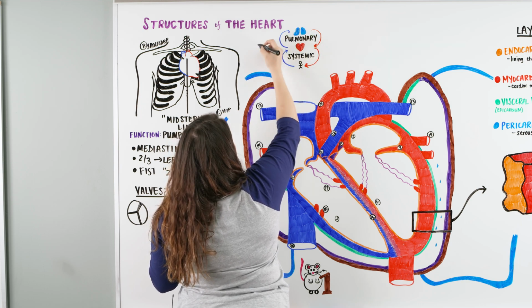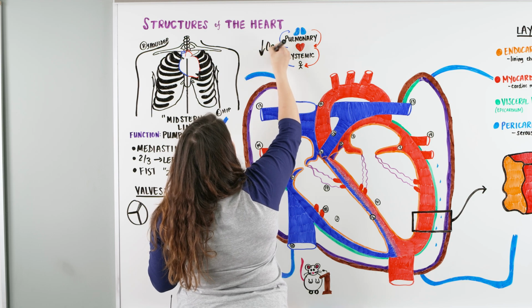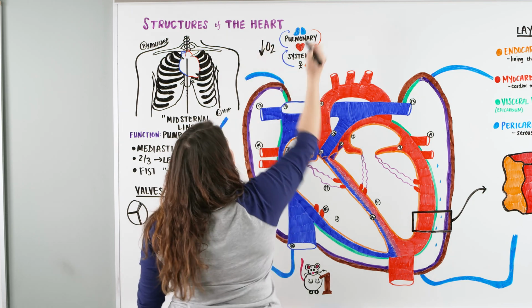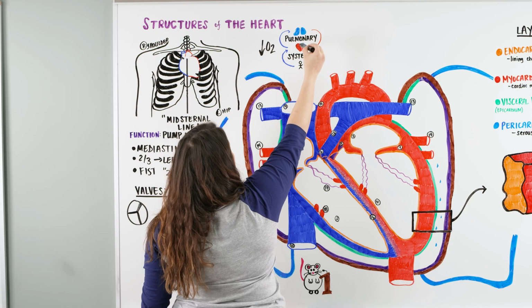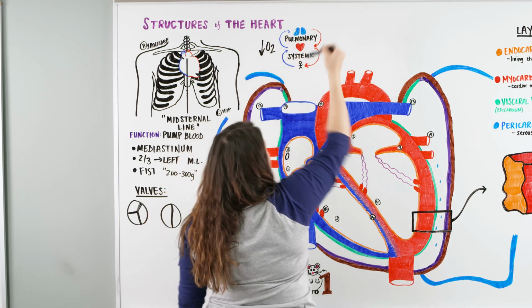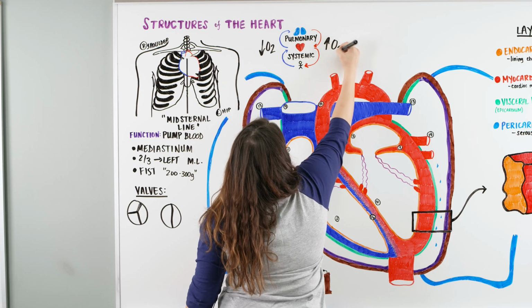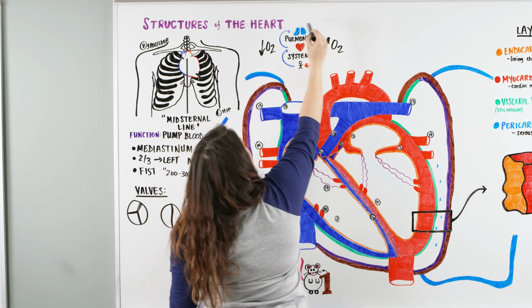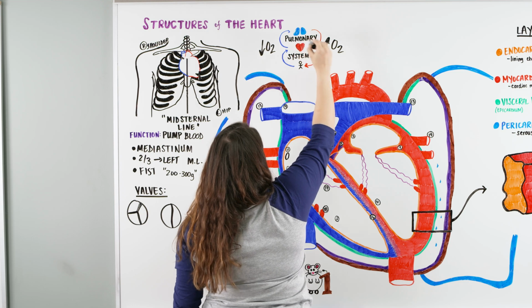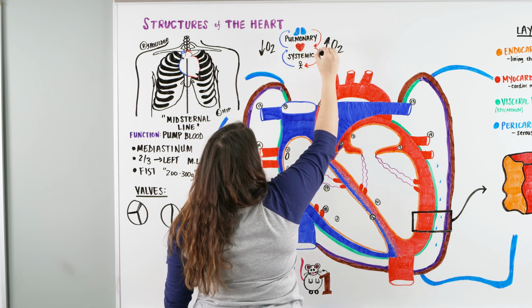What does this blue line mean? Blue line means deoxygenated blood. So the heart in this circuit is going to pump deoxygenated blood into the lungs. What happens in the lungs? We get oxygen, baby. So that oxygen now gets pumped back into the heart and then to the rest of the body. So we have the oxygenated blood to the body.